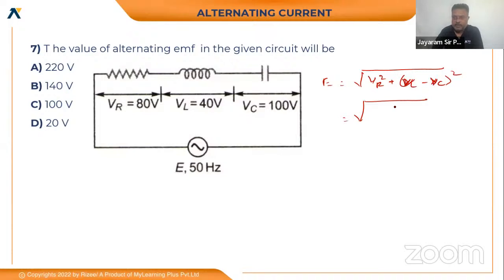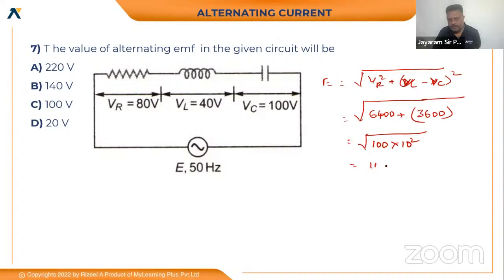VL minus VC. So VR square means 80 square, 6400, plus VL minus VC, 100 minus 40, that is 60 square, which is 3600. Now on adding these two things, that will be 100 into 10 square. This is going to be the 100 volts, the input that we have supplied.